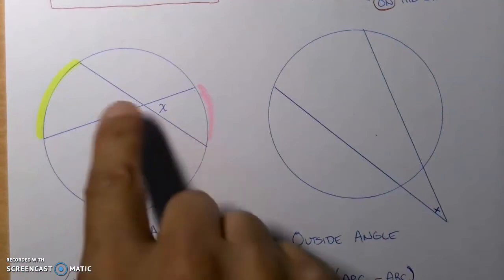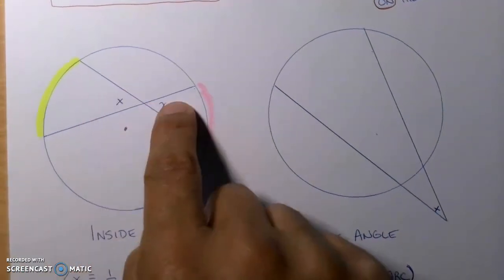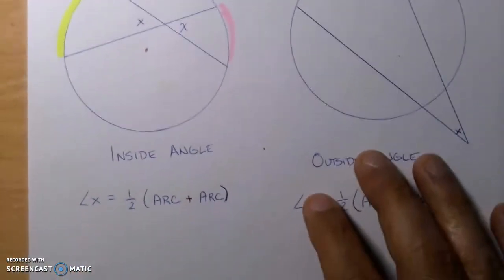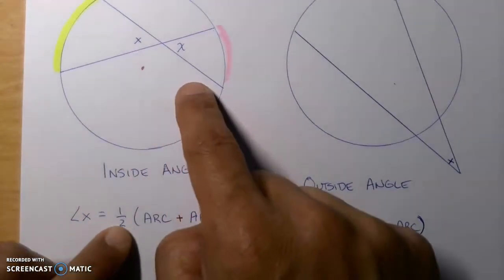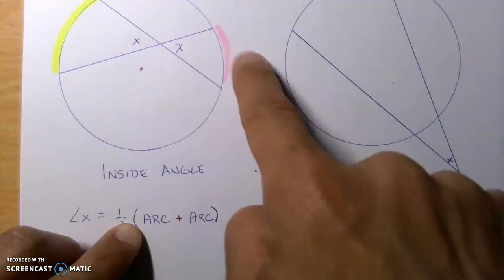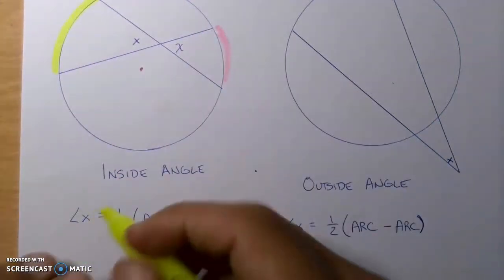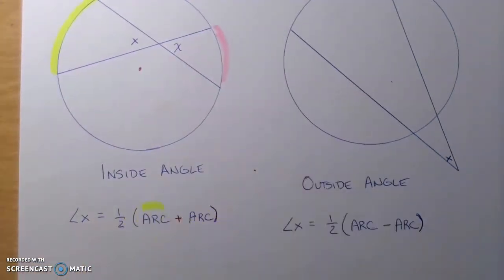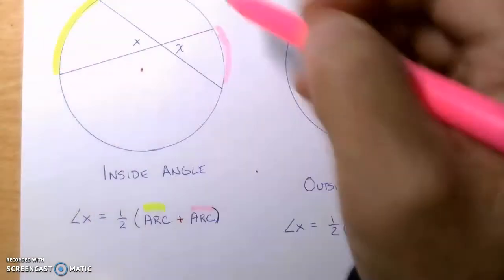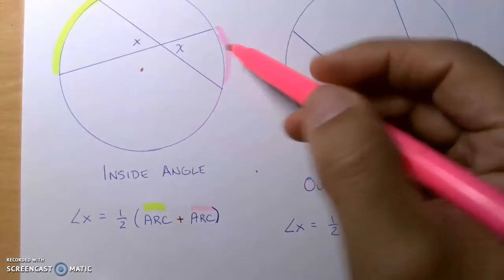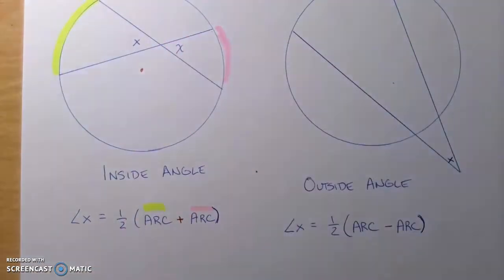So if you have an inside angle X, whether it's here on the left or here on the right, since they're the same, the formula is going to be angle X equals 1/2 times the sum of the two arcs, the yellow and the pink arc. You're going to add them. So if it's 100 and this is 70, you'd add 170 and then divide by 2. Take the average of the yellow and pink arc.